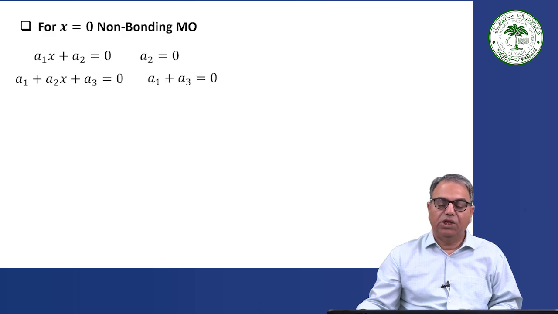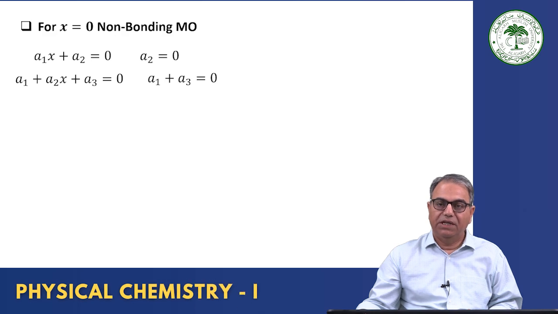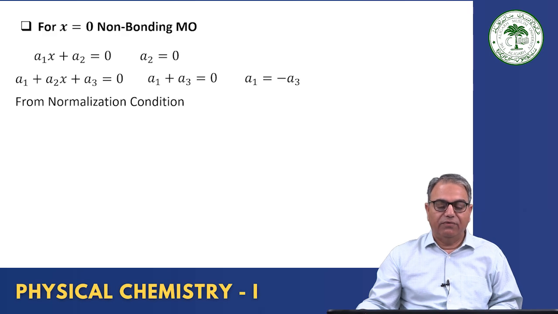X is equal to 0. So, a1 plus a3 is 0. That's fine. It means a1 is equal to minus a3. Got this one? Then from the normalization condition, what can we write?